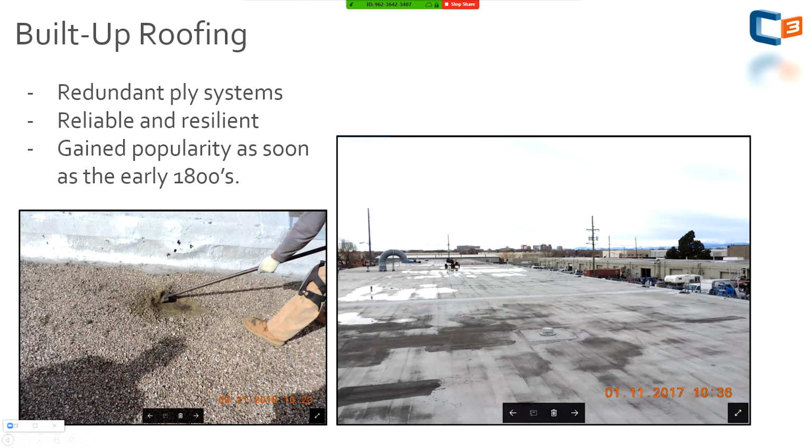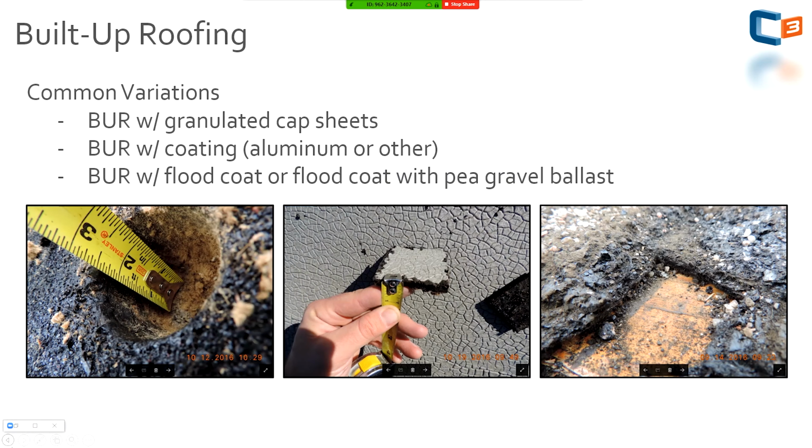that threshold. So starting with built-up roofing, these are redundant ply systems. That's generally going to mean that there's a glass felt reinforcement, and it's basically just wedding cake layered between asphalt and sometimes on the older systems, coal tar. So they're very resilient, very reliable. That's mainly because they go back as early as the 1800s. So they've been out there for so long, and they can be very easily repaired. But there's a lot of considerations there. So we have a few variations here.